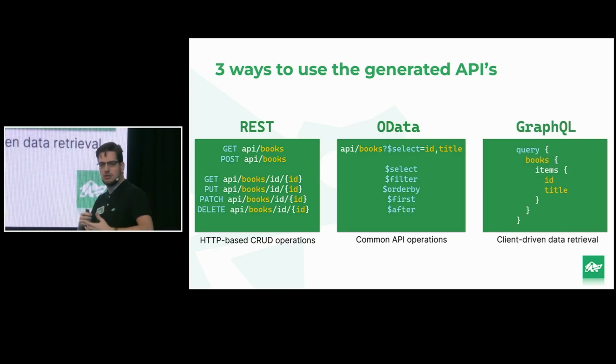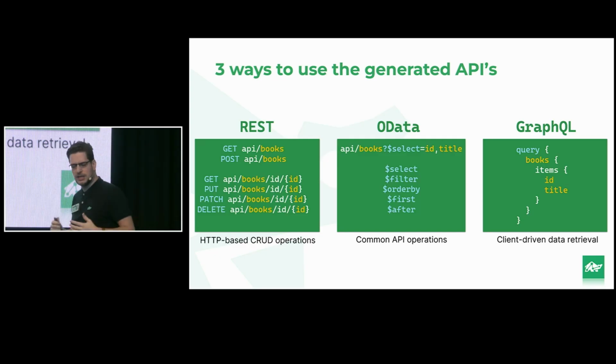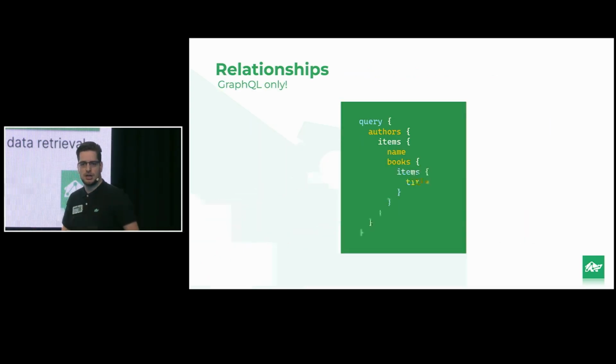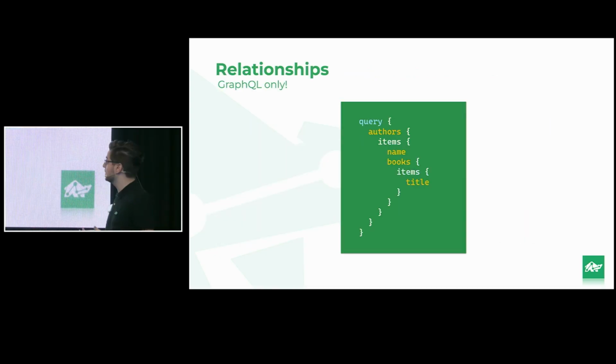But maybe you want to do a little bit more advanced querying, right? Maybe you want to use GraphQL. So GraphQL, instead of using REST, where the server decides exactly what data is going to be returned, GraphQL decides it on the client. So here we can write a query that says, I want all the books with the ID and the title. And that's pretty interesting, that the client can have a very rich querying experience.